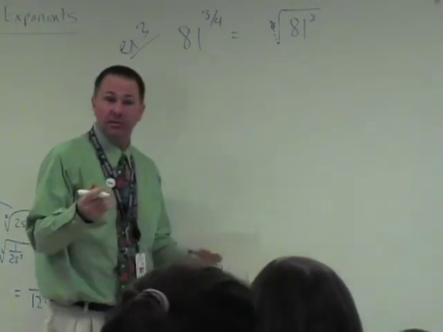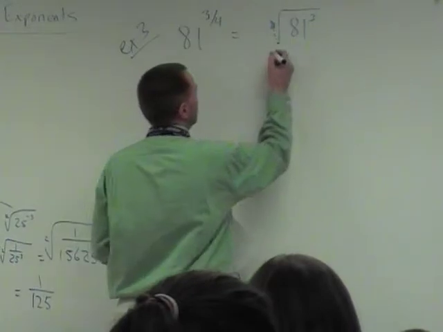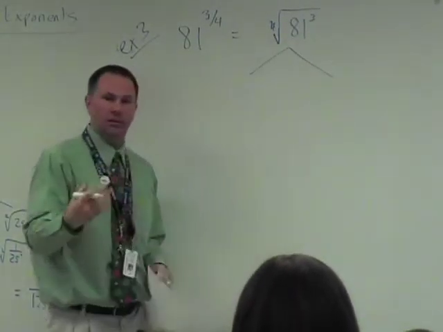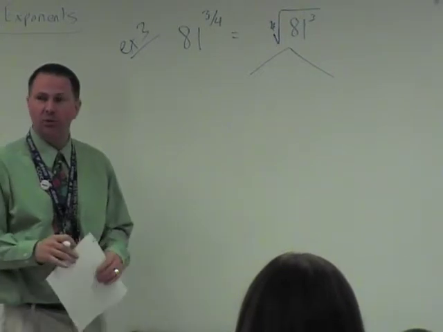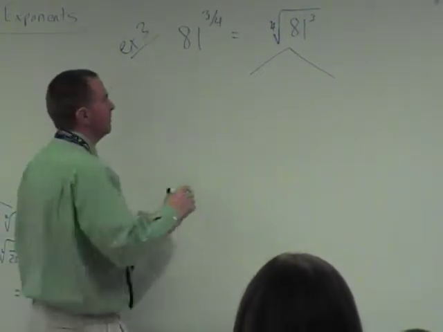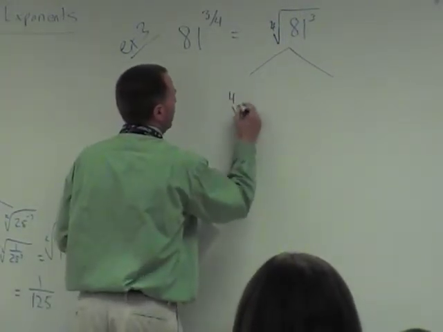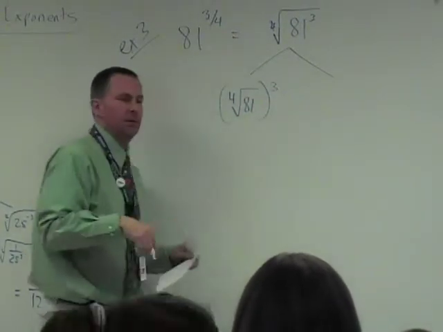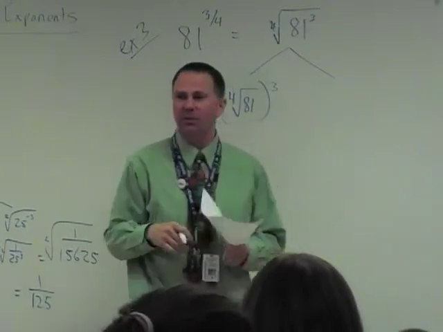Now let's do this. I'm going to do it two different ways just to show you that, depending on how you do it, one way might be a little easier than the other. So we're going to take the 4th root of 81, and then we're going to cube it. Somehow on your calculator, you should be able to do that.